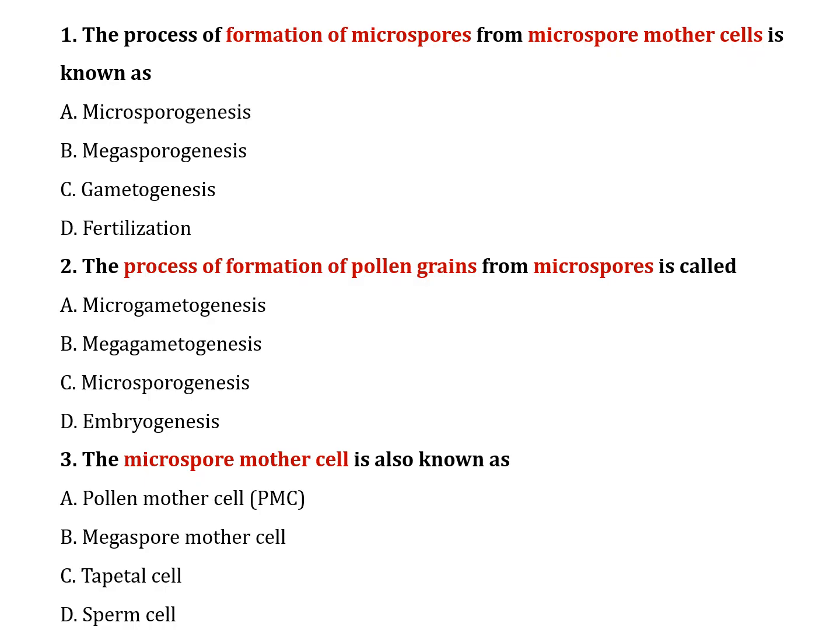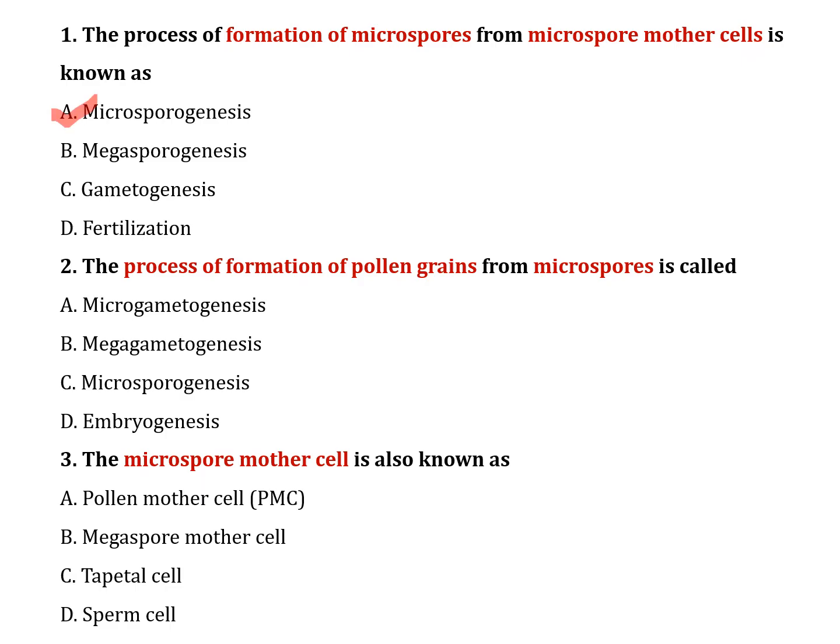Question number 1. The process of formation of microspores from microspore mother cell is known as option A microsporogenesis, option B megasporogenesis, option C gametogenesis, option D fertilization. Correct answer is option A microsporogenesis.